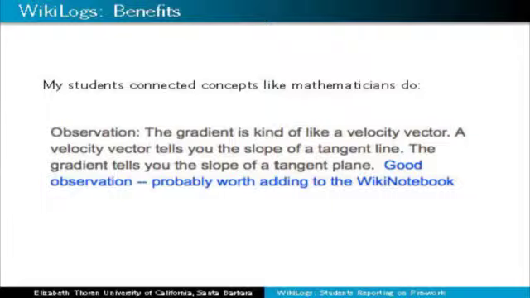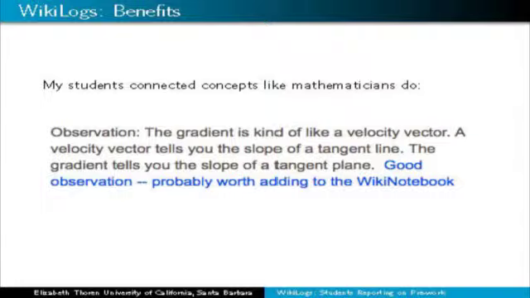Students were connecting concepts. So this student, and again, they knew they had to post an observation, so a lot of times they would identify it as their observation. His observation was, the gradient is kind of like a velocity vector. A velocity vector tells you the slope of a tangent line. The gradient tells you the slope of the tangent plane. So I just said, good observation. And then I suggested the wiki notebook, which was our class wiki. So again, when they made good observations, you should probably put that in the wiki notebook.